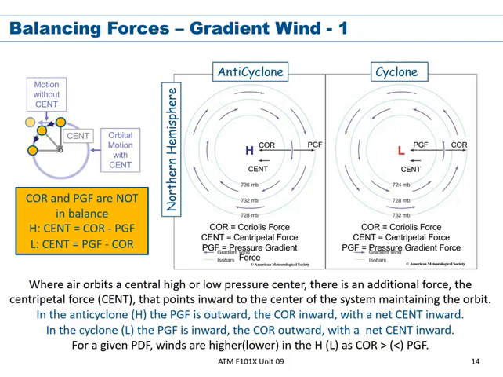For a given pressure gradient force, the Coriolis force is higher in a high than a low, and so the wind speeds are higher in the high. In reality, the pressure gradient forces of lows exceed those of highs. Highs are associated with lower pressure gradient forces and weaker winds. Lows are storms, associated with higher pressure gradient forces and stronger winds.